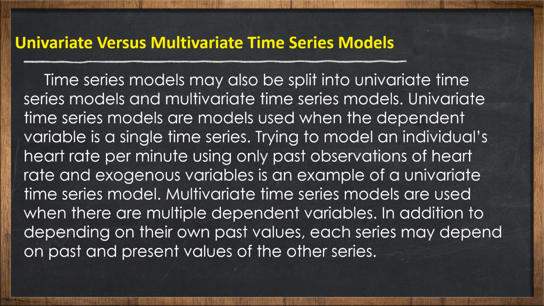Univariate versus multivariate time series model. So, time series models may also be split into univariate time series models and multivariate time series models. The univariate time series models are models used when the dependent variable is a single time series, trying to model an individual's heart rate per minute using only past observation of heart rate and exogenous variables. Okay, so multivariate time series models are used when there are multiple dependent variables.